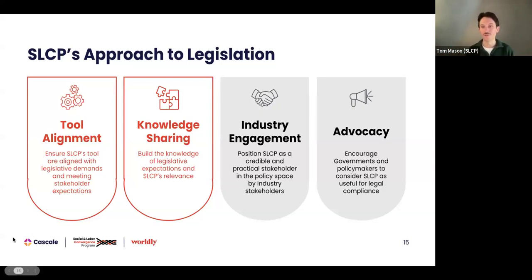And the fourth, which is advocacy. So governments and policymakers need to be able to consider the CAF or SLCP data as useful for legal compliance. So what we do is trying to engage governments and policymakers in the EU, but also in the US and also in local countries, to ensure that they understand what the role of the CAF and FSLM is, how the tool has been designed, and why it's fit for purpose for supporting legislation. And this is something that we work very closely with our policy partner, Policy Hub, through their due diligence work as well.